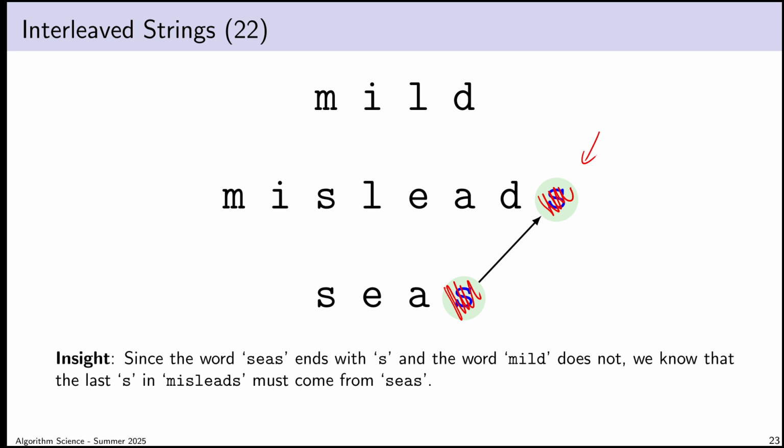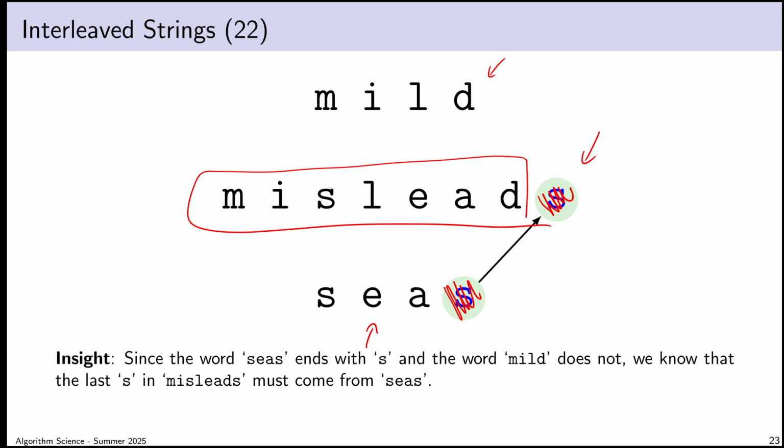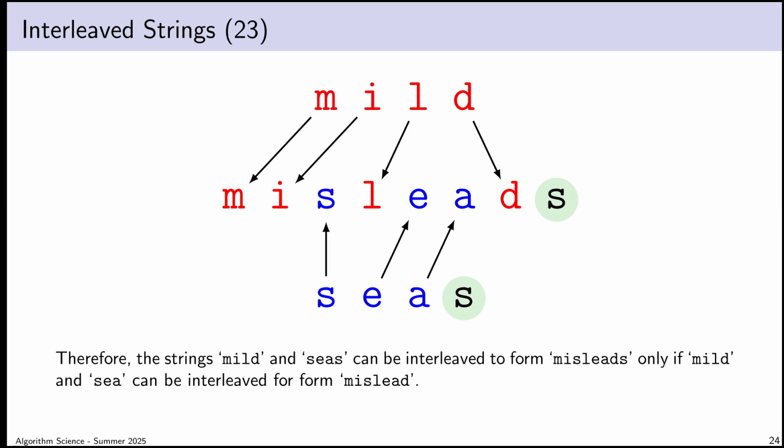It's been locked in. Now the question is, how do I produce the rest of the interleaving? What I notice is I'm basically just solving a recursive subproblem. I want to know now whether I can interleave the word "mild" with the word "see" to form the word "mislead". In other words, I want to interleave smaller strings, where one of my two strings is now smaller, to form a smaller version of Z. And that looks a lot like the beginnings of a recursive decomposition.